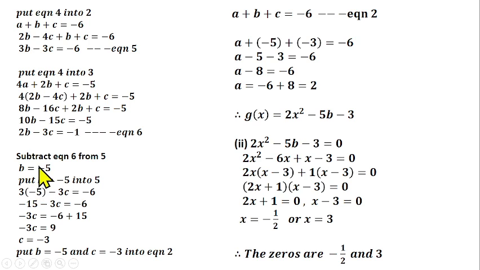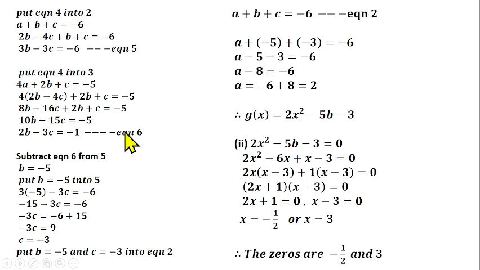Then put this value of b into equation 5. Anywhere you see b, you put minus 5. So you have 3 times minus 5 minus 3c equals minus 6. If you simplify that further, we have minus 15 minus 3c equals minus 6. Collect like terms, you have minus 3c equals minus 6 plus 15. Then minus 3c equals 9. Divide both sides by minus 3, c will be equal to minus 3. So we know the value of c, we know the value of b.